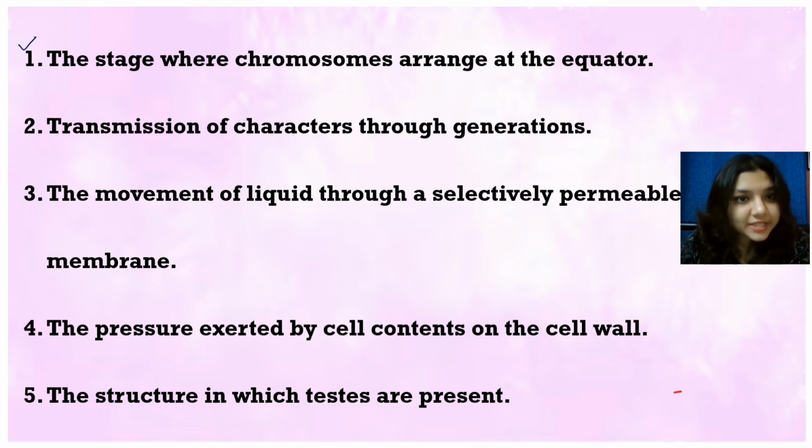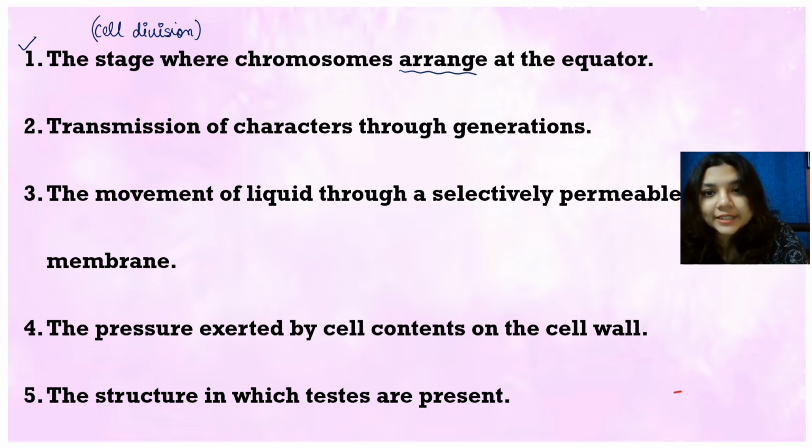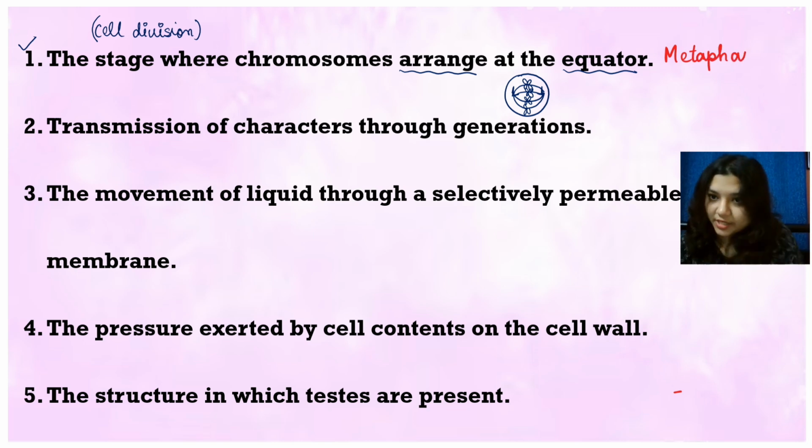The first one, the stage where chromosomes arrange at the equator. Basically we are talking about the stage of your cell division where the chromosomes arrange at the equator. If this is a cell and at the end the centrioles are present, the spindle fibers will come out from that region, and at the center the chromosomes are arranged, right? So what is this phase known as? If you have written metaphase, then you have got the correct answer.